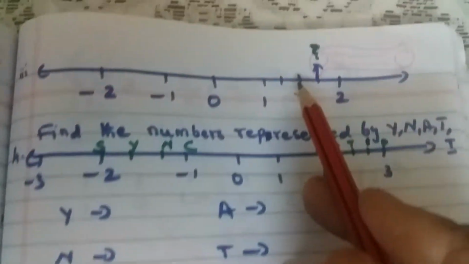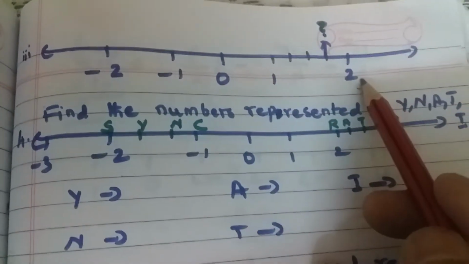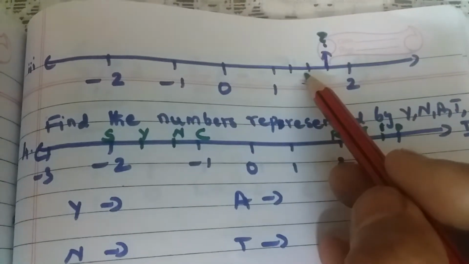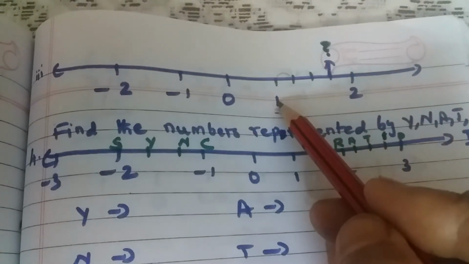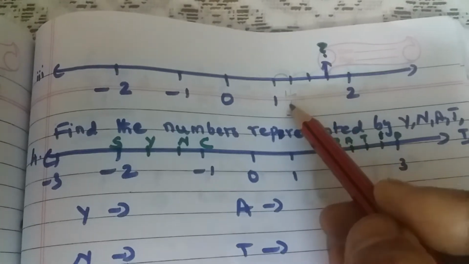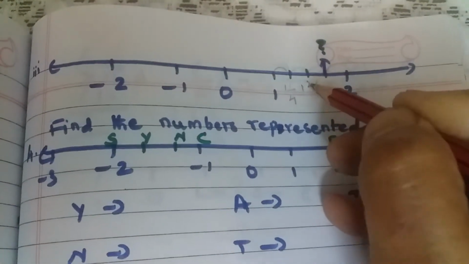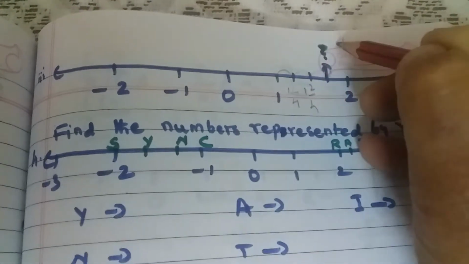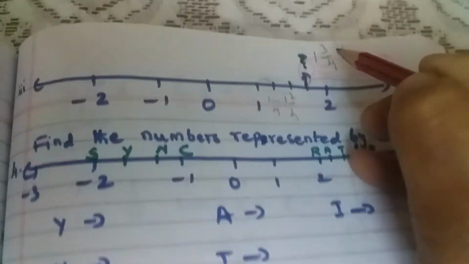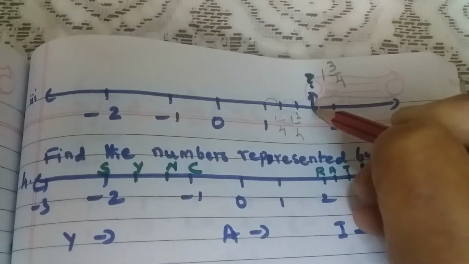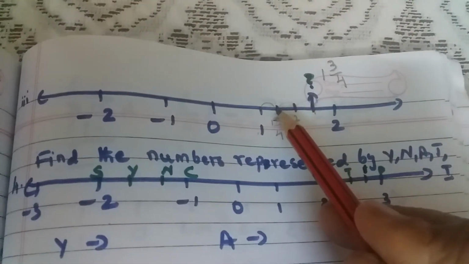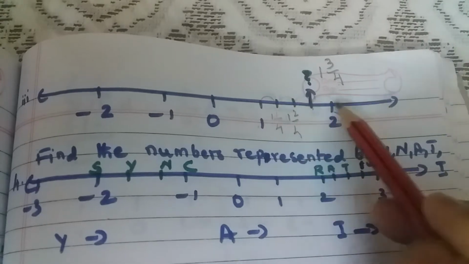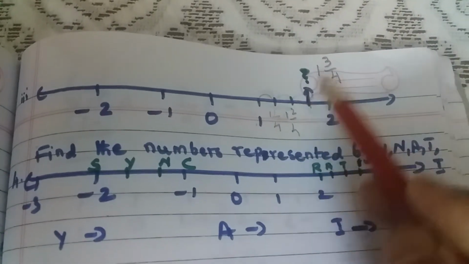Okay, and next, the question mark is between 1 and 2. How many lines? 1, 2, 3. So the portions, the gaps, are 1, 2, 3, 4. After 1, this is 1, 1 by 4. This is 1, 2 by 4. And this question mark is 1, 3 by 4. 1, 3 by 4 is the answer. This line is represented by the rational number 1, 3 by 4. After 1, this is the first line, second line and third line, out of 4 gaps. So 1, 3 by 4.